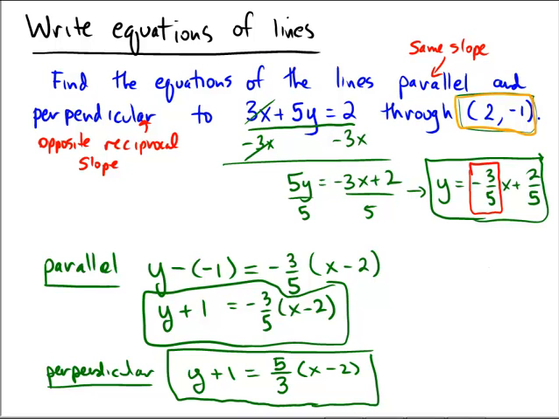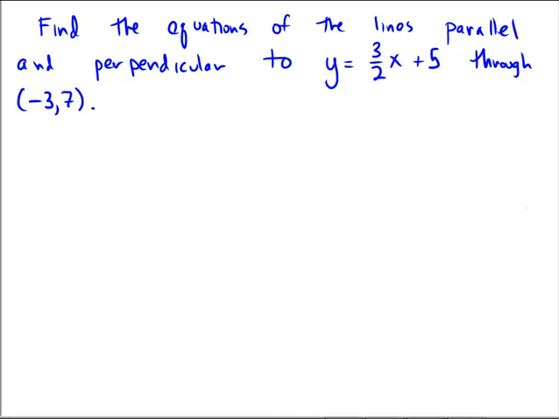So why don't you pause the video and try to do this next problem on your own. Try to find the equations of the lines parallel and perpendicular to y equals 3/2 x plus 5 through the point negative 3 comma 7.